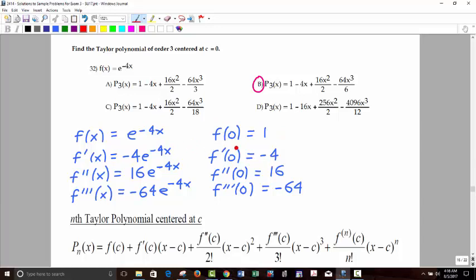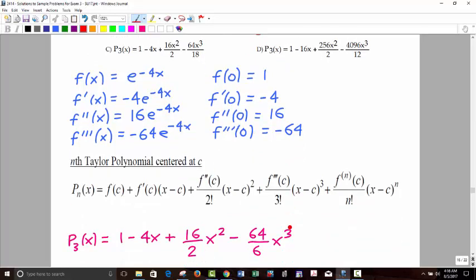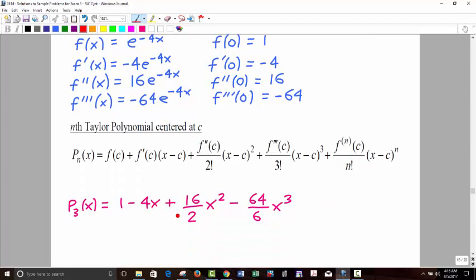You've got to put in the zeros: f of 0, f prime of 0, double prime, triple prime, to get your constants here. You'll get negative 1. All those e to the zeros are going to be 1, so you're just dealing with coefficients here. Obviously you'll have the Taylor polynomial formula on your formula sheet. Plug it right in there.